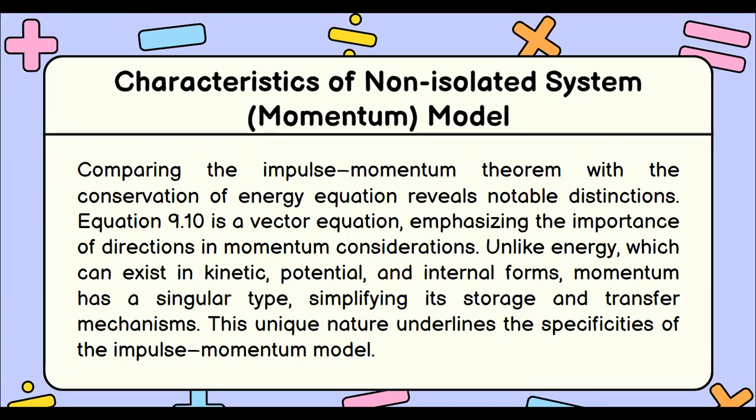So here, my report explores the unique characteristics of the impulse-momentum model. It contrasts this model with the conservation of energy equation, highlighting that equation 9.10 is a vector equation, bringing directionality into play. The singular type of momentum and its straightforward storage and transfer mechanisms are discussed, paving the way for practical application.